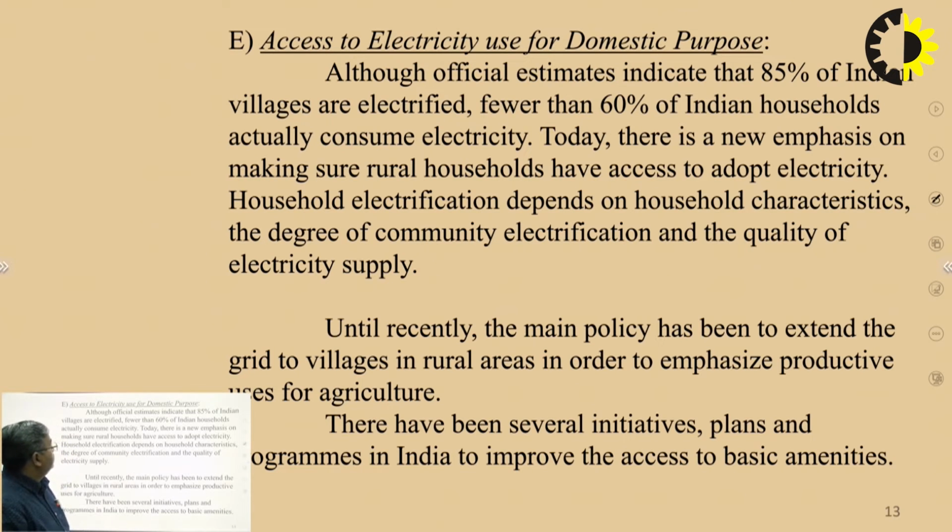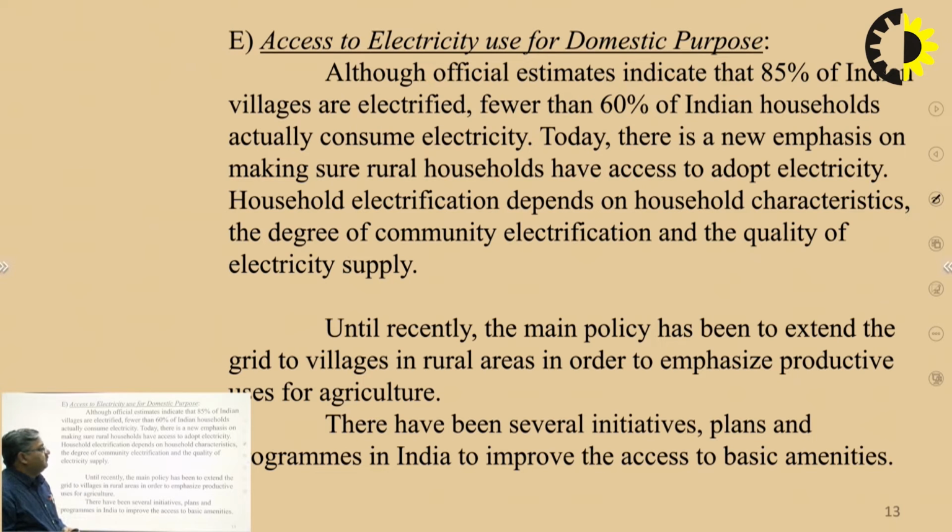Access to electricity. Use of electricity for domestic purposes. Although official estimates indicate that 85% of Indian villages are electrified, fewer than 60% of Indian households actually consume electricity. Today, there is a new emphasis on making sure rural households have access to adequate electricity. Household electrification depends on household characteristics, the degree of community electrification, and the quality of electricity supply.